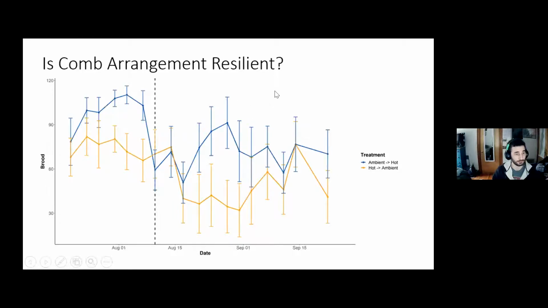That's actually not what we see. What I saw here was that the ambient area did at first have significantly more brood than the heated area, but when we switched the temperatures at this black line, the area that was once ambient but now became hot still had more brood than the area that was hot and then became ambient. So it seems like I didn't see any evidence of resilience in comb organization.